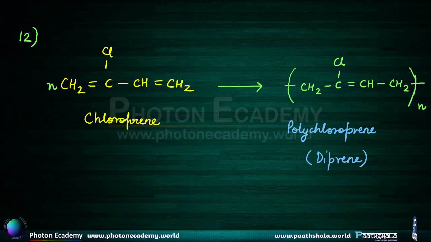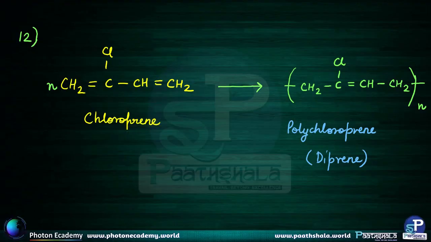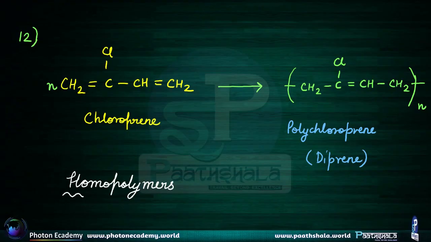So now we have dealt with 12 of the addition polymers, and all of them were homopolymers because they were formed only from similar species. So they all are homopolymers because only one, that is homo species, was being used.